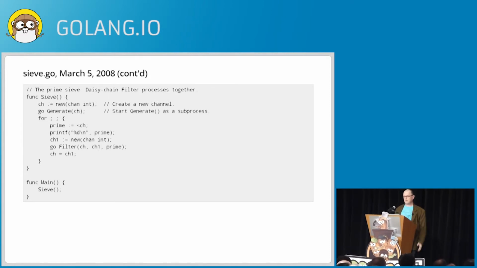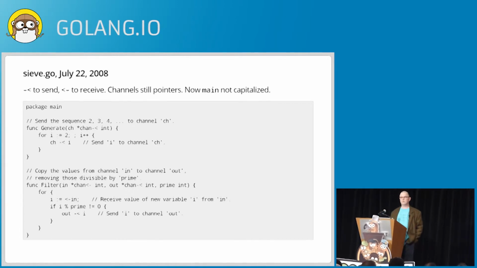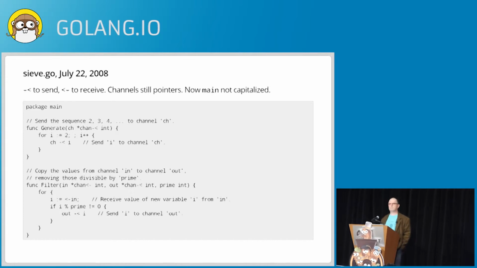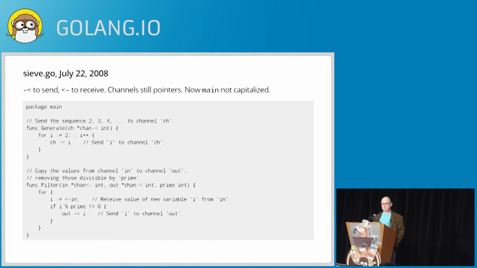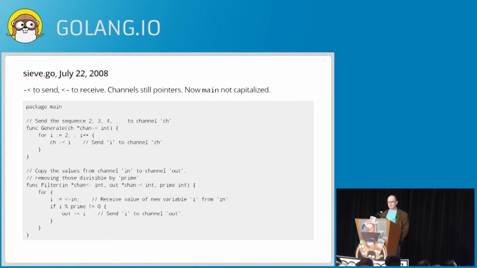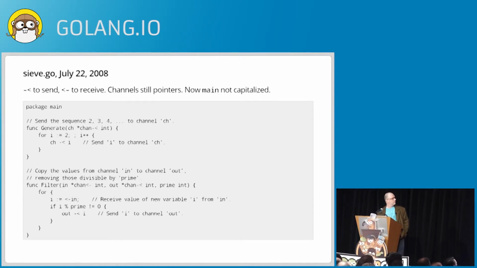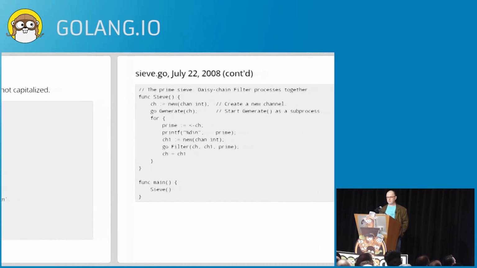But it mutated quickly. In July, we decided that greater than and less than didn't work because it was confusing to have unary operators when there were already binary ones with a completely different meaning. So we changed them to be these weird little funny sort of pseudo arrows. That helped a little bit. Channels were still pointers, but at least we got rid of the capital on main. And so it's a little closer to current Go, but it's still kind of weird.